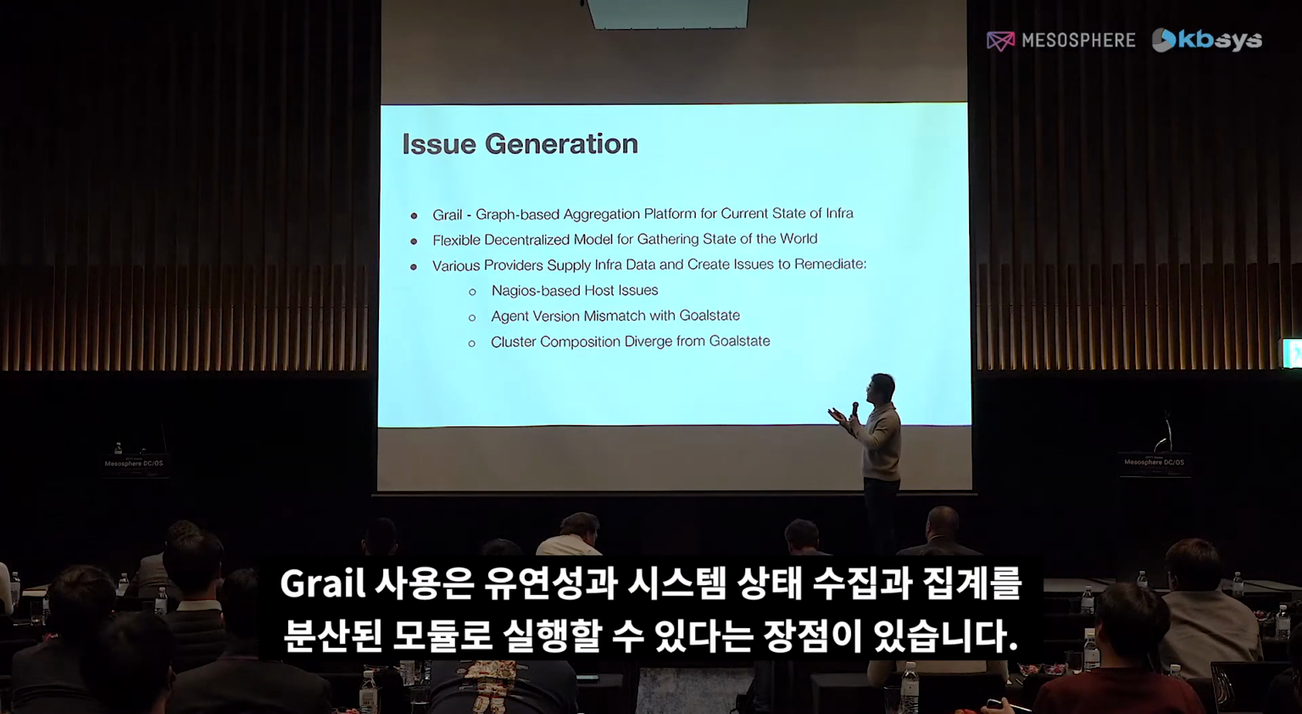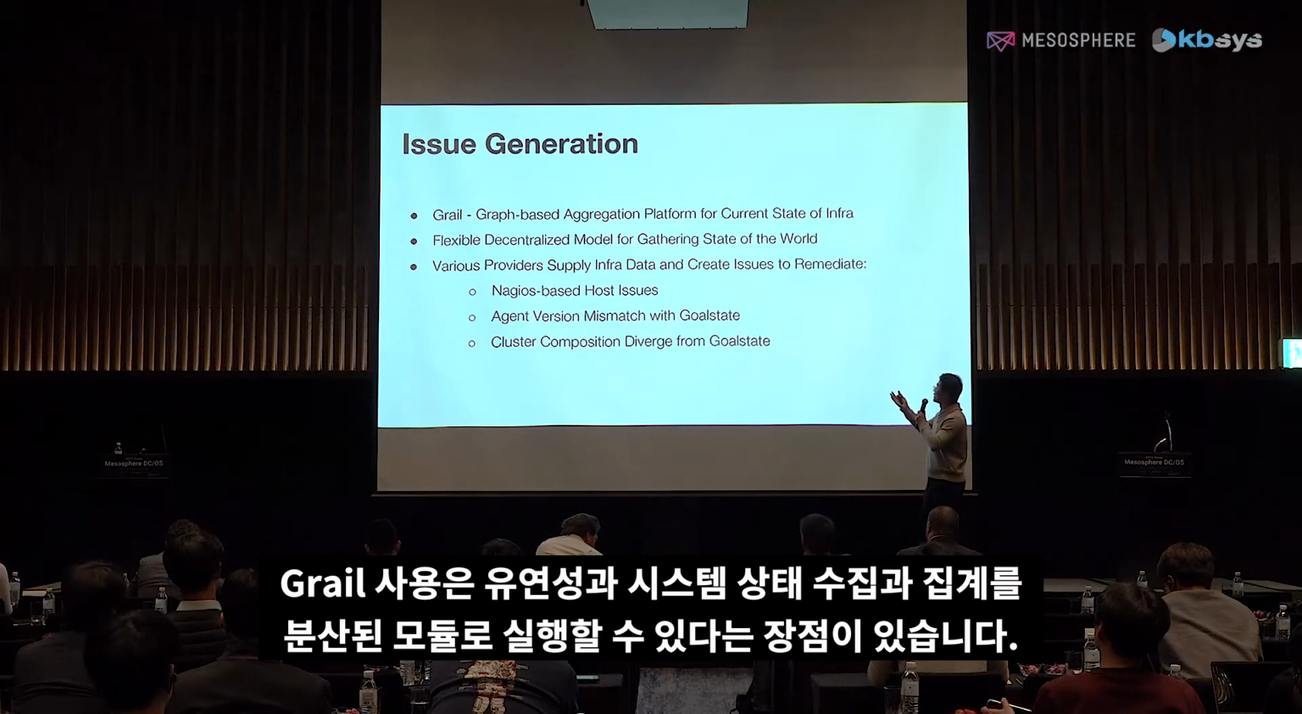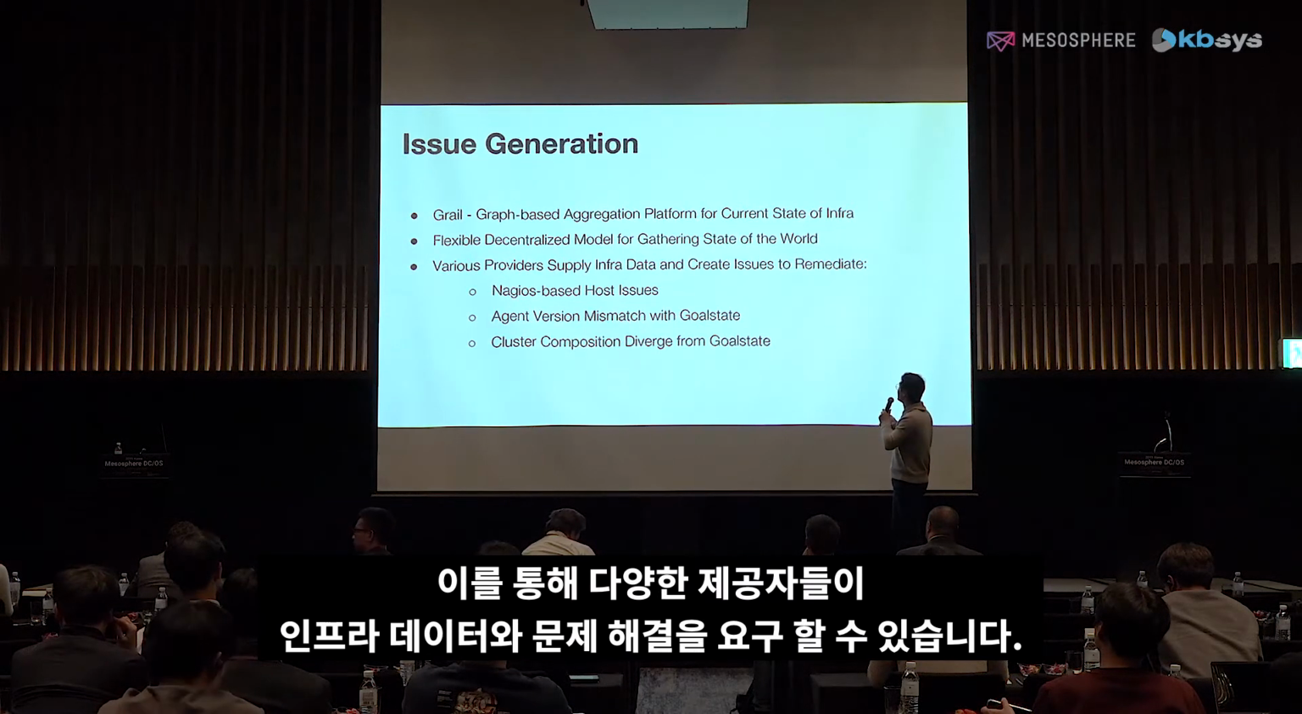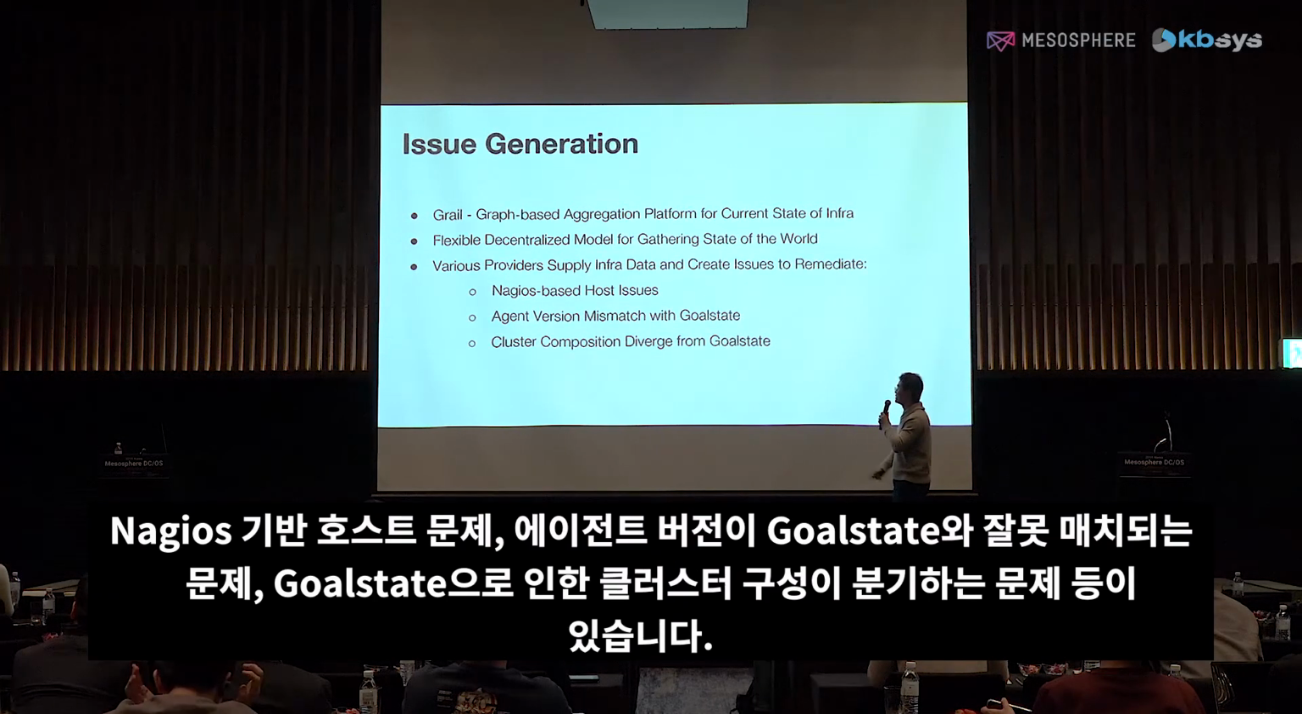The benefit of using the Grill product is that it's a flexible and decentralized model for collecting and gathering the state of the world. Which means we enable various different providers to supply infra data and create issues for CLM to remediate. To give certain examples, we have Nagios-based host issues.